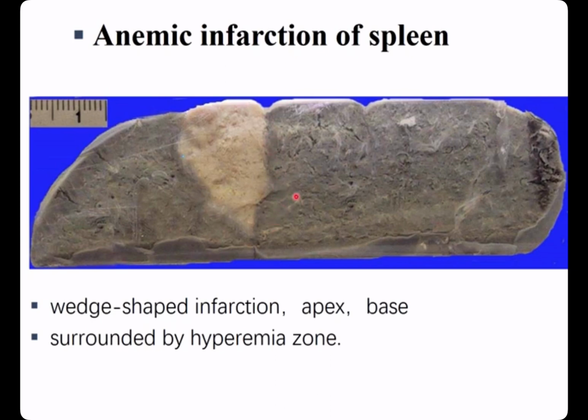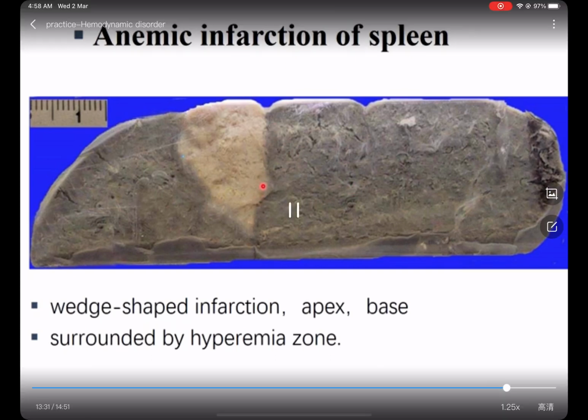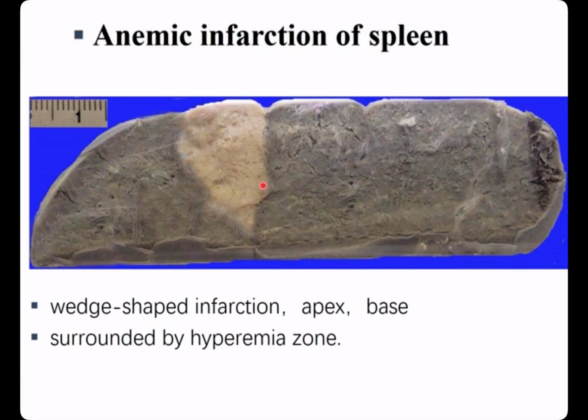Here is the lung infarct area. The inflammatory hyperemia zone forms the clear boundary separating the two parts, the infarction and the non-infarcted lung.